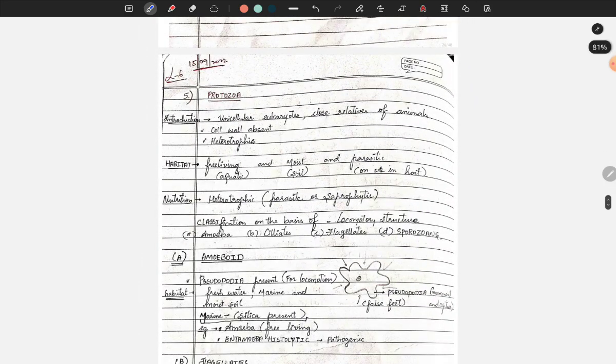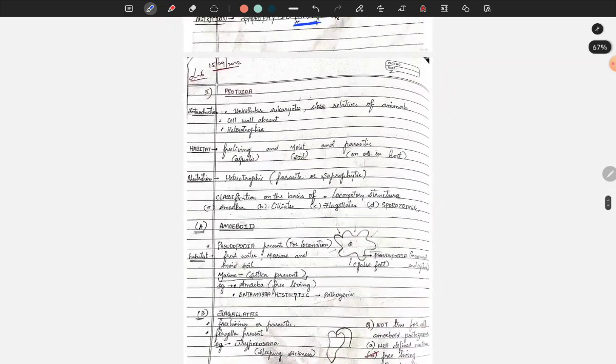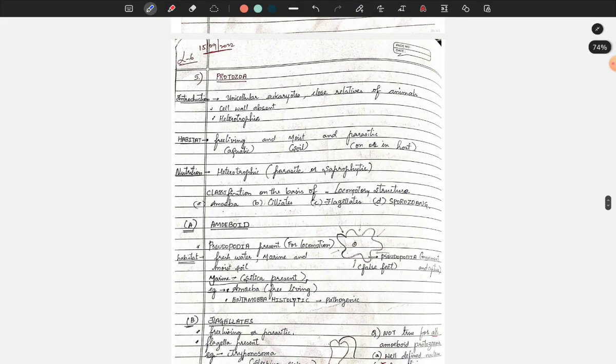Now, the last part of the session, protozoan nutrition type. Protozoan type. Now, introduction. They are unicellular eukaryotic, close relatives of animals. Cell wall is absent as they are close relatives of animals, and they are heterotrophic. Habitat: they are free living, aquatic, and moist. They live on moist soil, and they are parasitic. On or in the host they are present.